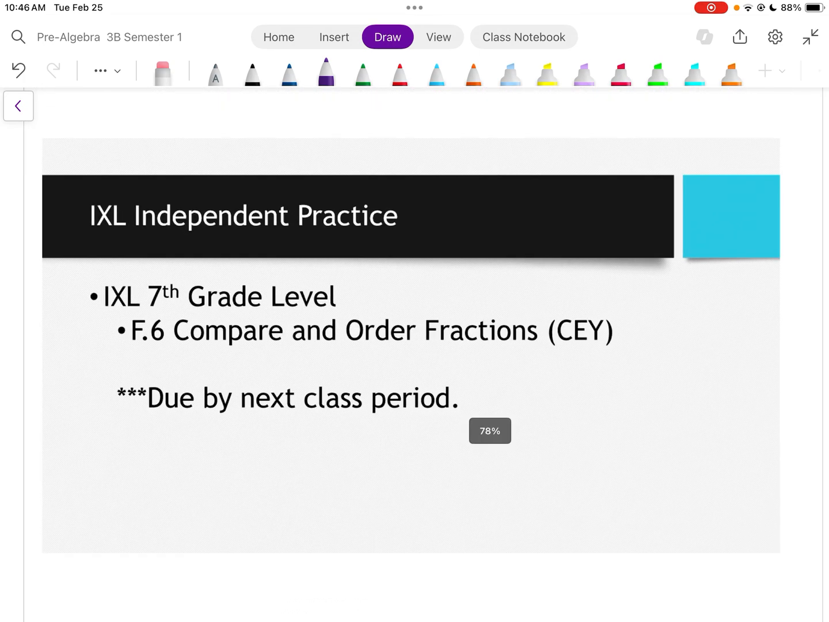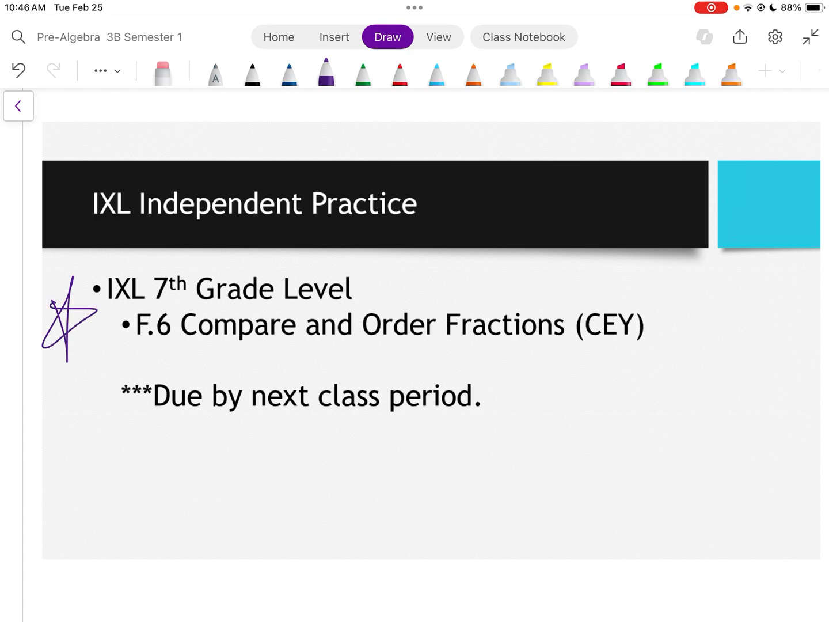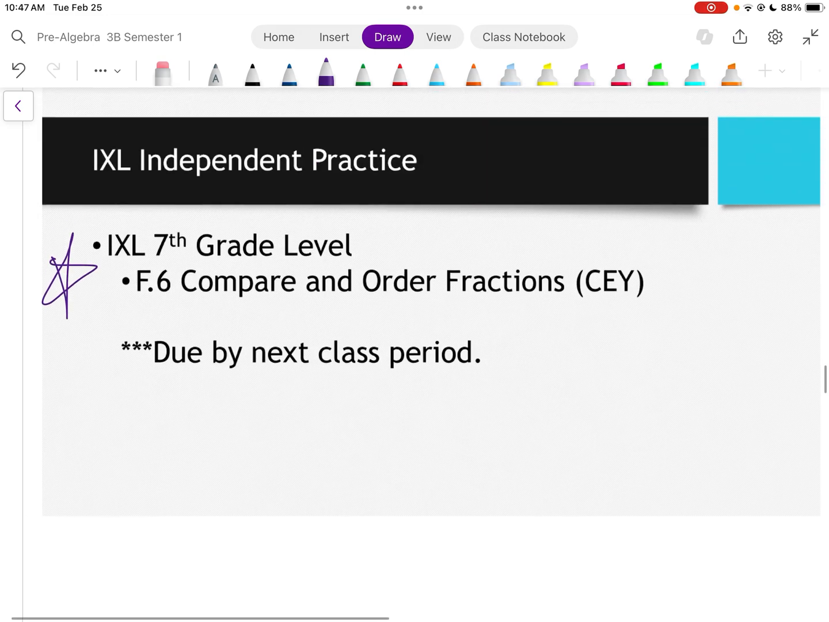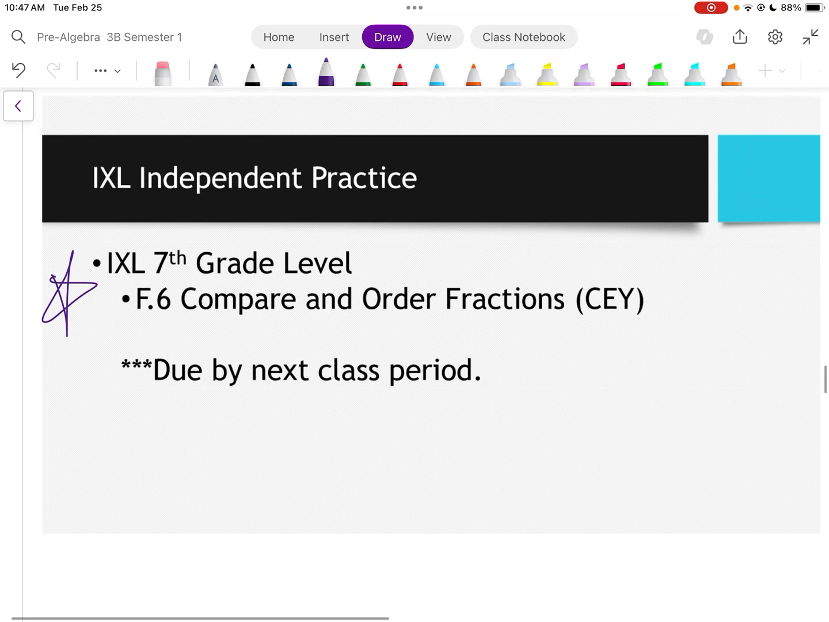So if you feel like you are ready to do the IXL practice, you can go ahead and do F6, compare and order fractions. Make sure you read the directions. Sometimes it'll be greater, sometimes it'll be less. So make sure you do that. It'll help you get through them. If you need a few more examples, I'm going to go through the rest for the remainder of the video.